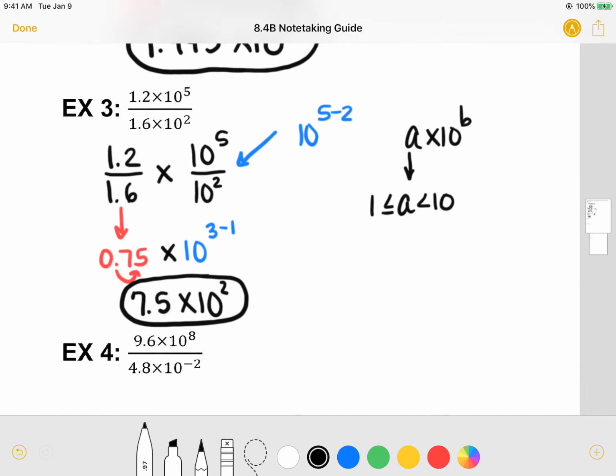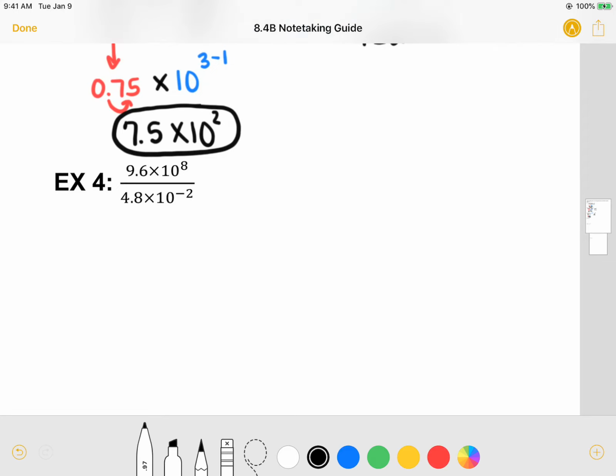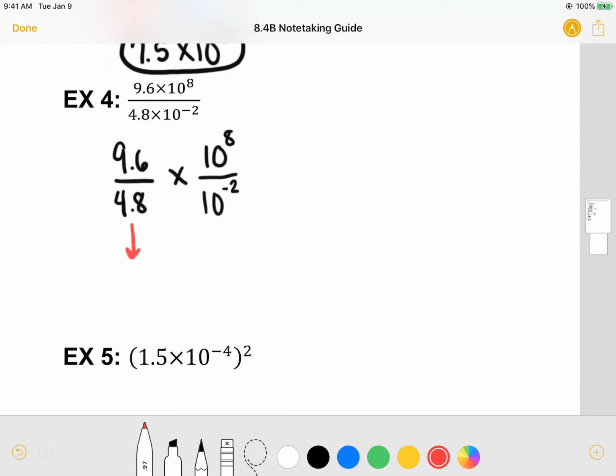All right. So let's look at this next example. What we're going to do, just like the last one, is go ahead and rewrite it. So we're going to say 9.6 divided by 4.8 times 10 to the 8th divided by 10 to the negative 2. Okay? So I want you to grab your calculator and divide 9.6 by 4.8. And what you should get out is the number 2.